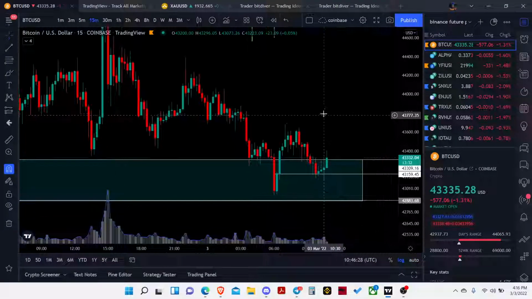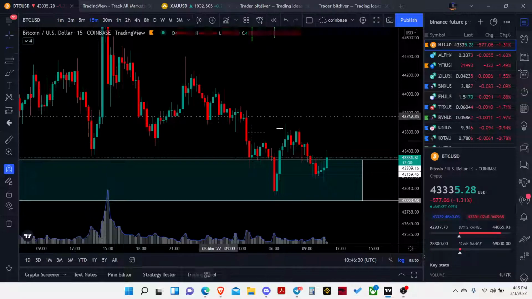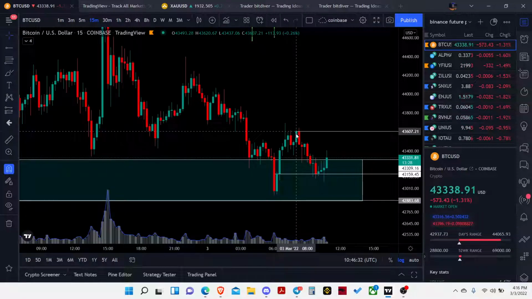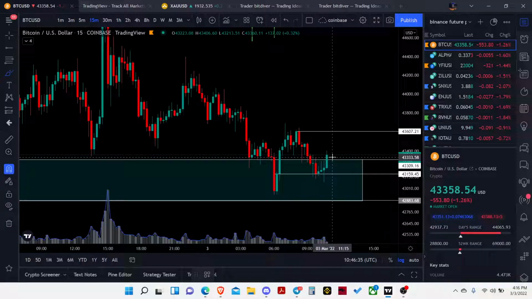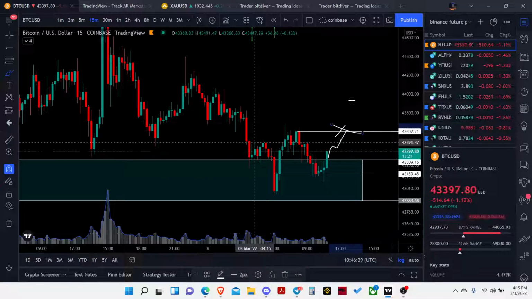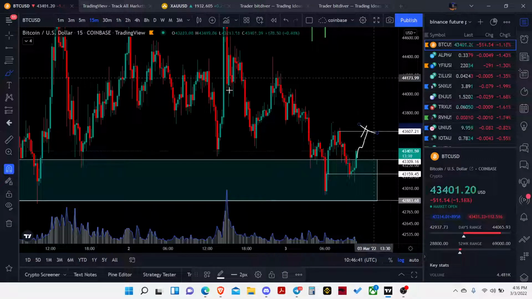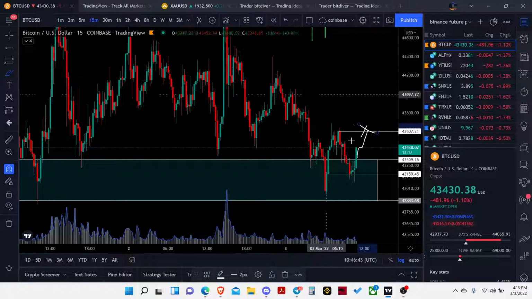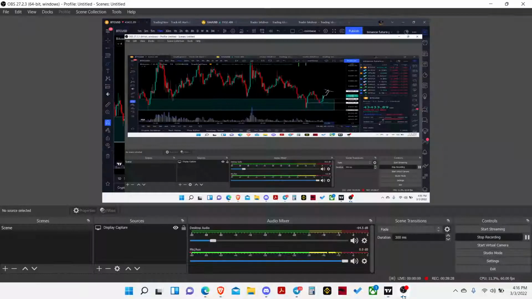As I said earlier, we are seeing such a little pop back up into this area. I mean, this is like tapping the liquidity over there. So that is a quick update.